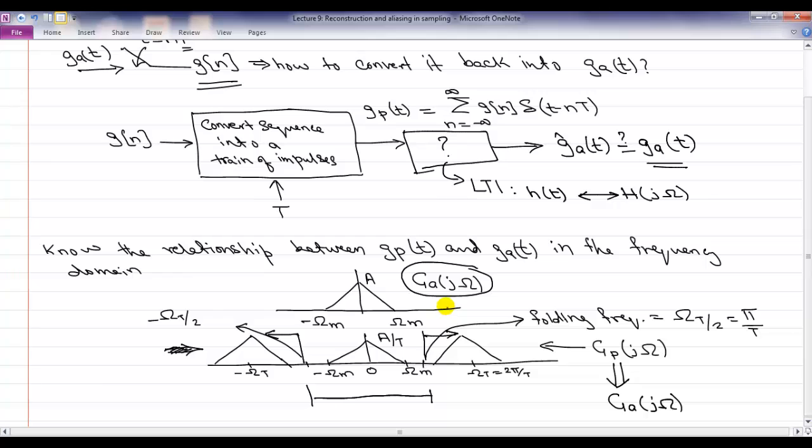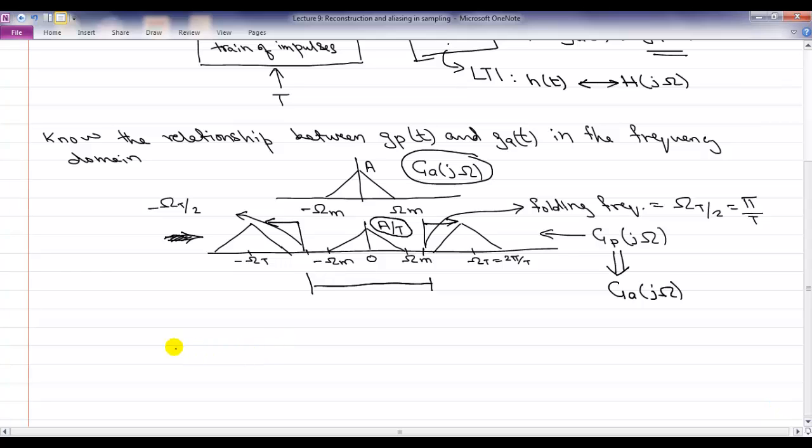the same thing as Ga of j omega, with the difference that the amplitude of these frequencies is A over T. So you need to use a filter which basically cancels all the frequencies above omega t by 2, and you need to make sure that there is some scaling of frequencies so that this A over T gets converted back to A.